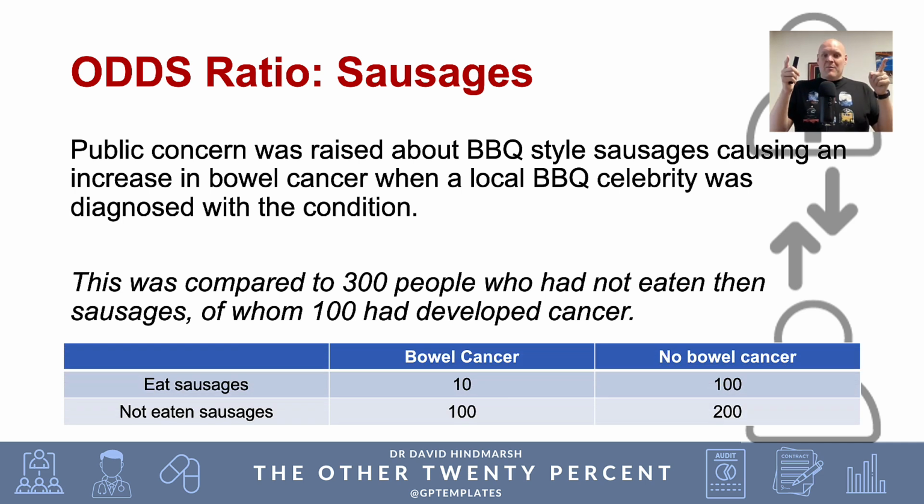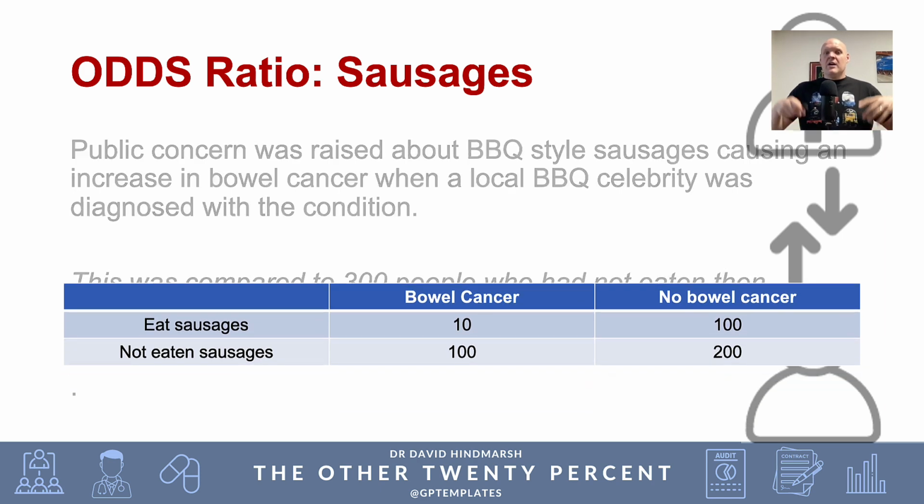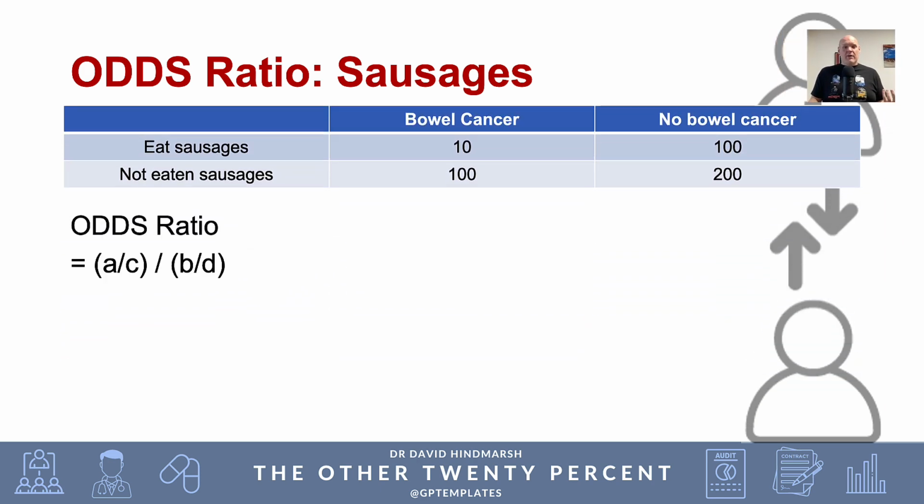Again, just read the question. So it's 300 in total. We know 100 had developed cancer. So it's not 300 in the no bowel cancer, it's 200. 300 minus the 100. Once we've got the table, we can then work out our odds ratio.